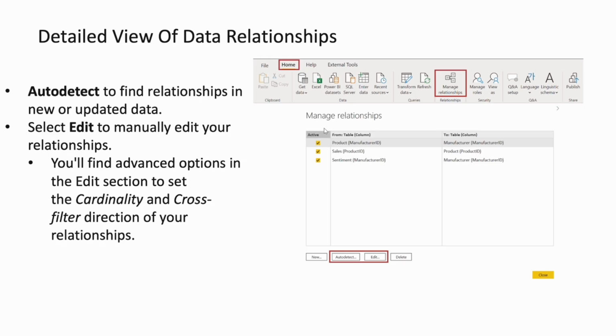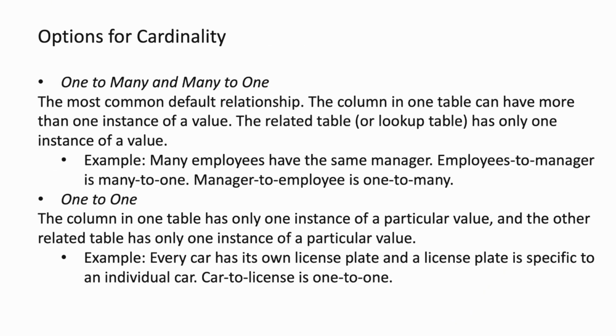Auto-Detect can identify relationships automatically, or you can manually edit relationships. Advanced options include setting cardinality and cross-filter direction. One-to-many and many-to-one are the most common. One-to-one is used when each value in both tables is unique. Understanding these ensures your calculations reflect the correct relationships.